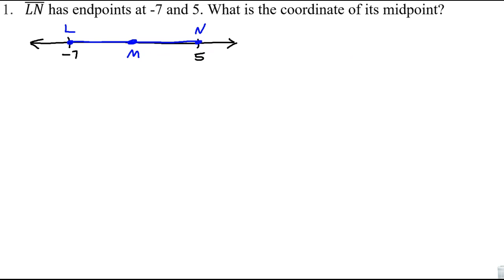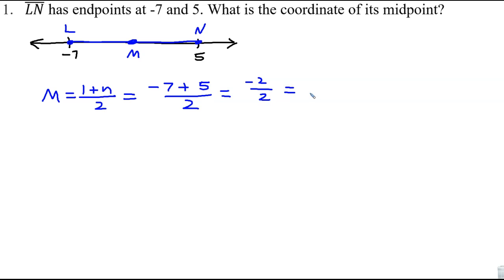Okay, the formula for one-dimensional midpoint is pretty simple. We'd say M, our midpoint, is just at the average of L and N, their coordinates. So in other words, L plus N over 2. So that's going to be equal to -7 plus 5 over 2. All right, -7 plus 5 is equal to -2 over 2, which reduces down to just -1. So I have -1 for the midpoint on that segment.